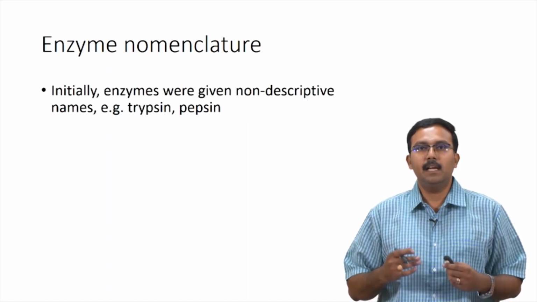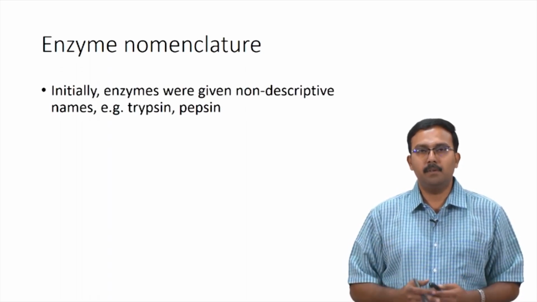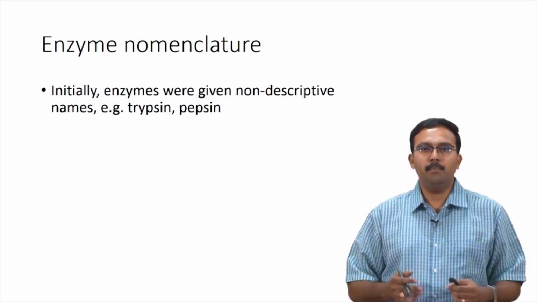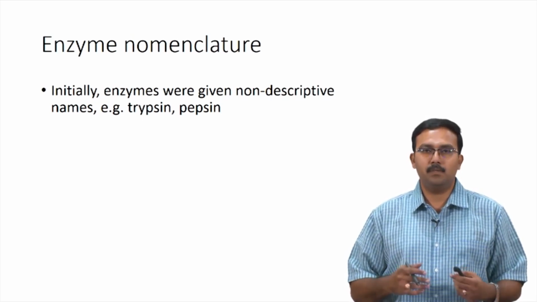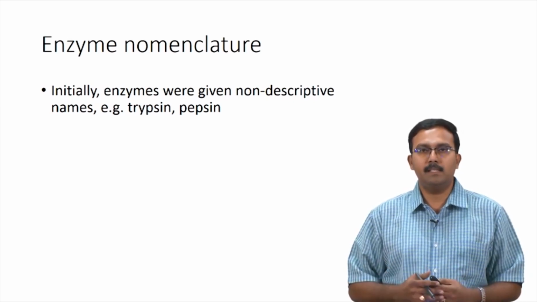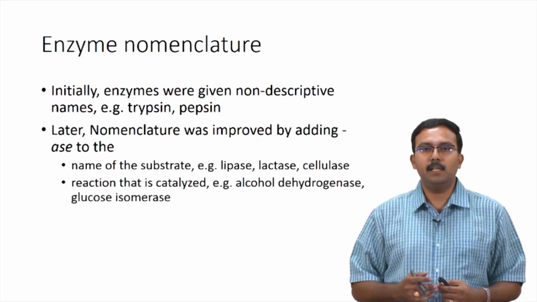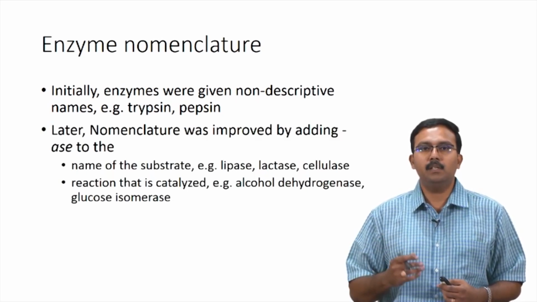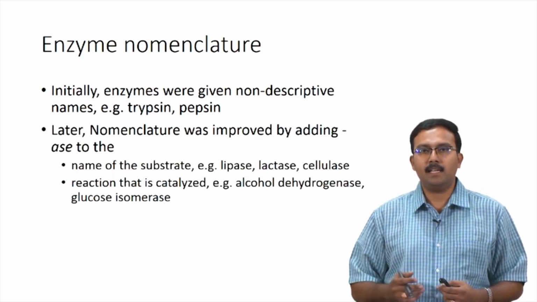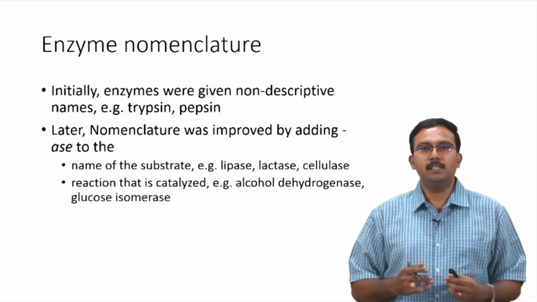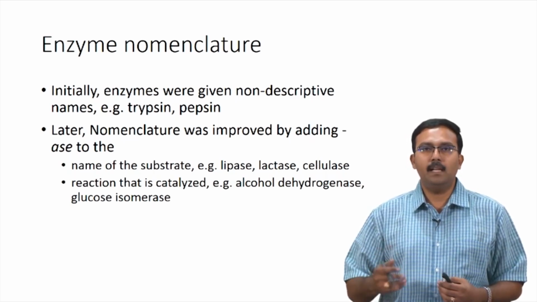Initially, enzymes were given non-descriptive names such as trypsin, pepsin, etc. Over a period of time people realized that this was not a very useful way of naming enzymes. So, they started a new nomenclature where they added "ase" to either the substrate or the reaction that is being catalyzed by the enzyme. This gave a little more clarity on what the enzyme did.